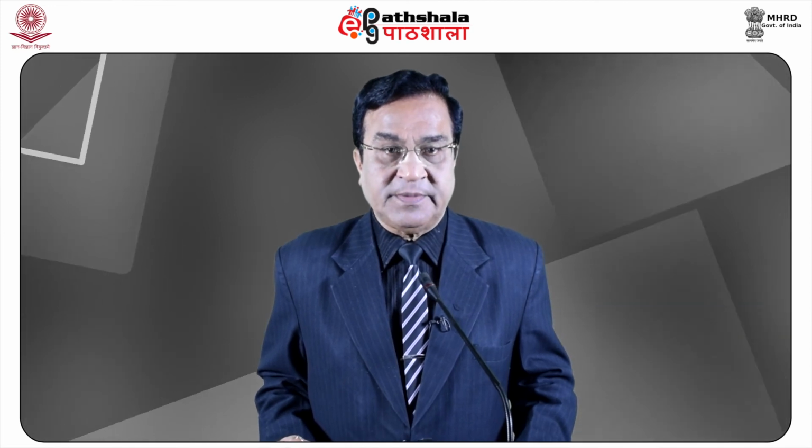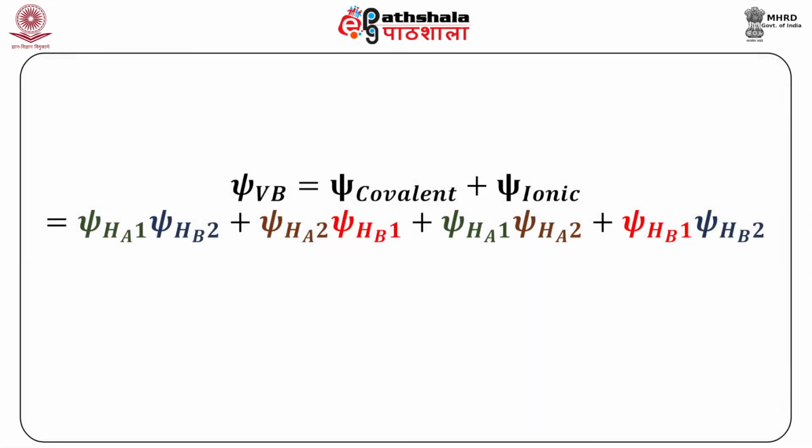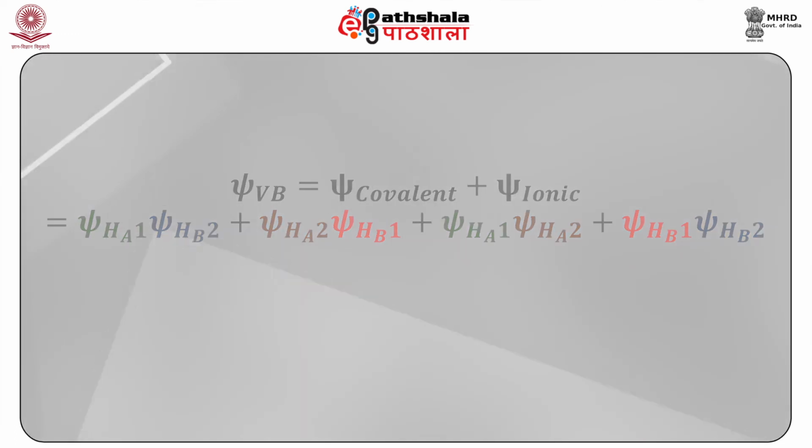Therefore, the total wave function in valence bond treatment becomes psi VB is equal to psi covalent plus psi ionic, and that is psi Ha1, psi Hb2 plus psi Ha2, psi Hb1. These two represent covalent terms, plus psi Ha1, psi Ha2 plus psi Hb1, psi Hb2. These represent two ionic terms. So this becomes our total wave function.